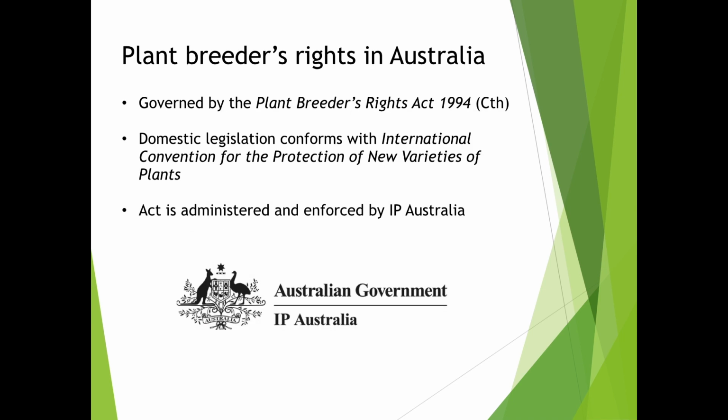In Australia, plant breeders' rights are governed by the Plant Breeders' Rights Act 1994 of the Commonwealth. Our domestic legislation conforms with the International Convention for the Protection of New Varieties of Plants. This Act is administered and enforced by Intellectual Property Australia.